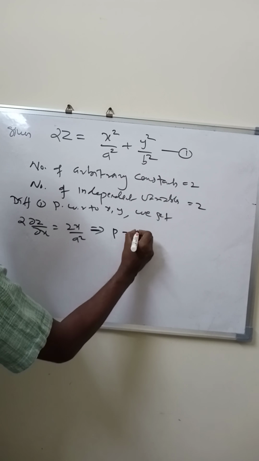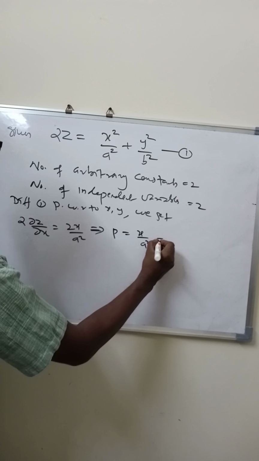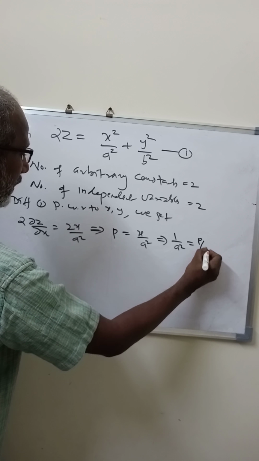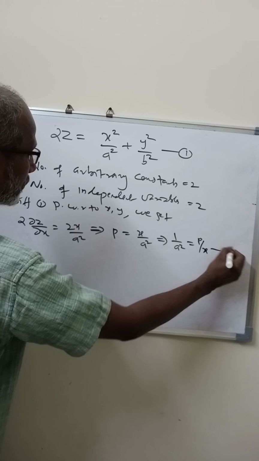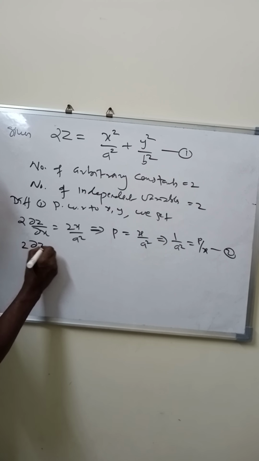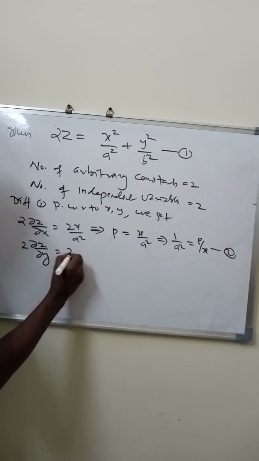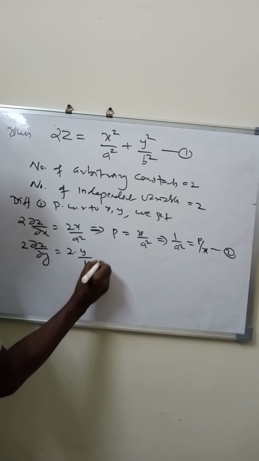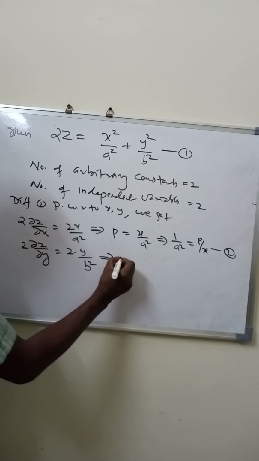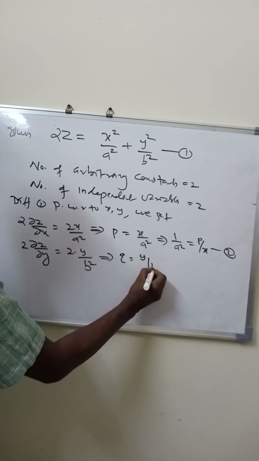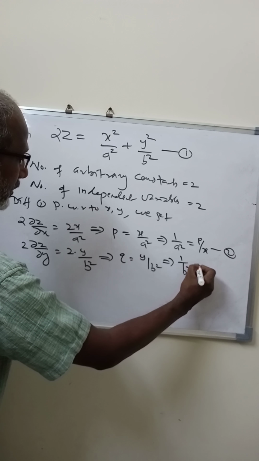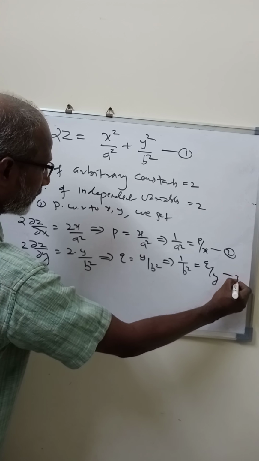P is equal to x by a square. That implies 1 by a square equal to p by x, equation number 2. Next, differentiating with respect to y, 2 into partial dz by dy is equal to 2 into y by b square. That implies you can denote dz by dy as q. Q is equal to y by b square. That implies 1 by b square is equal to q by y, equation number 3.